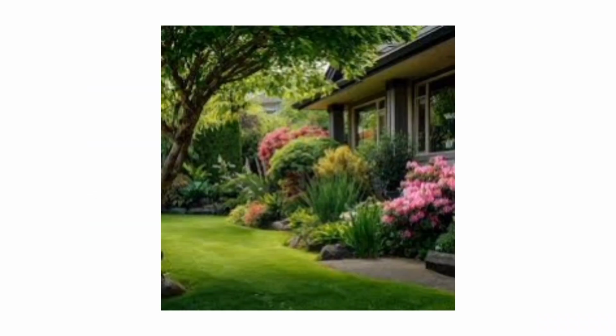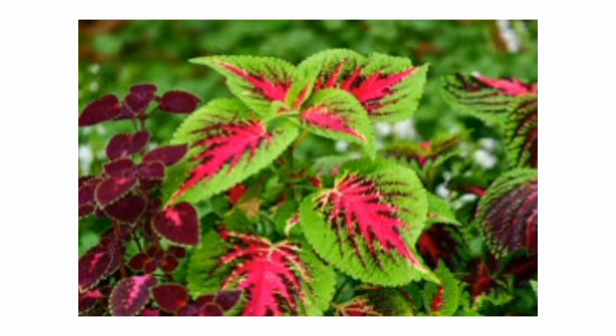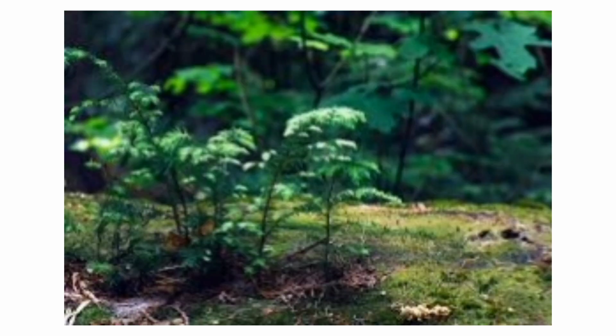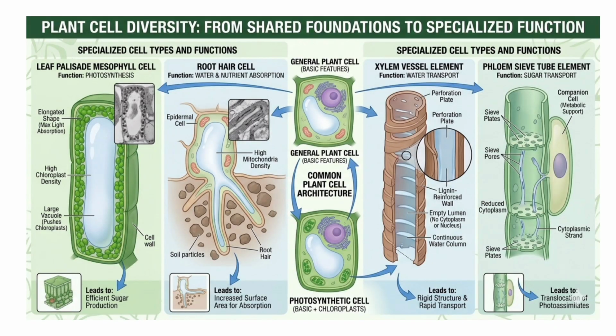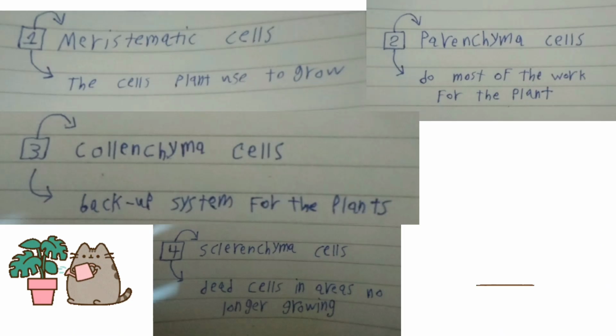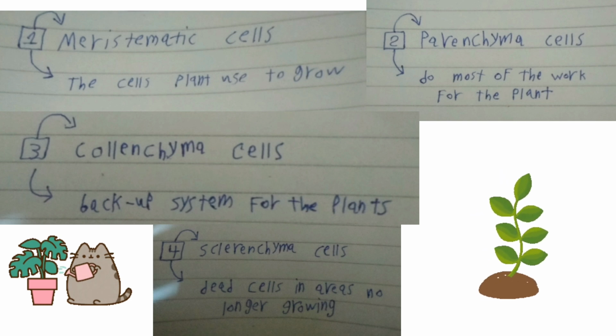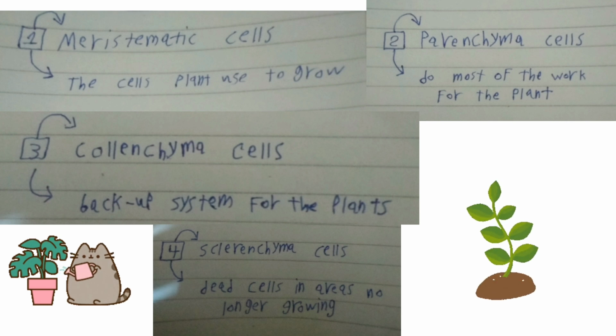Plants are complex multicellular organisms, and just like animals, they rely on specialized cells to survive, grow, and function. While all plant cells share foundational features like a rigid cell wall, a central vacuole, and chloroplasts for photosynthesis, they look very different under a microscope, depending on their specific job. There are four primary types of plant cells you need to know: meristematic, parenchyma, collenchyma, and sclerenchyma.